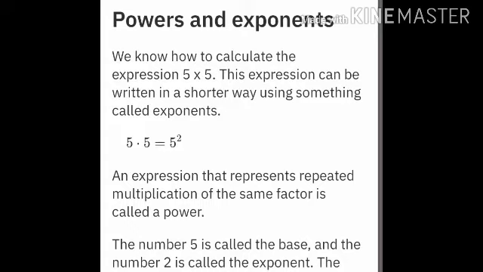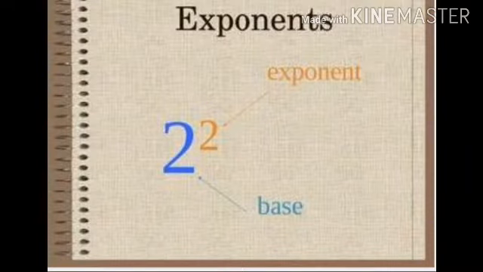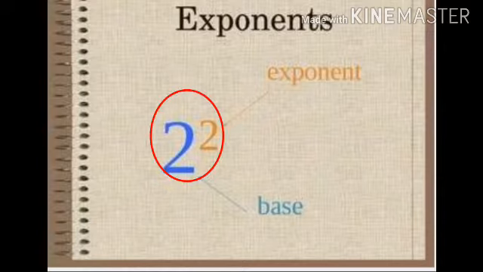This factor is called the base. The number 5 is called the base and the number 2 is called the exponent. The exponent corresponds to the number of times the base is used as a factor, and 5 square is called the power. In 2 square, 2 is called the exponent, 2 is called the base, and 2 square is called the power.